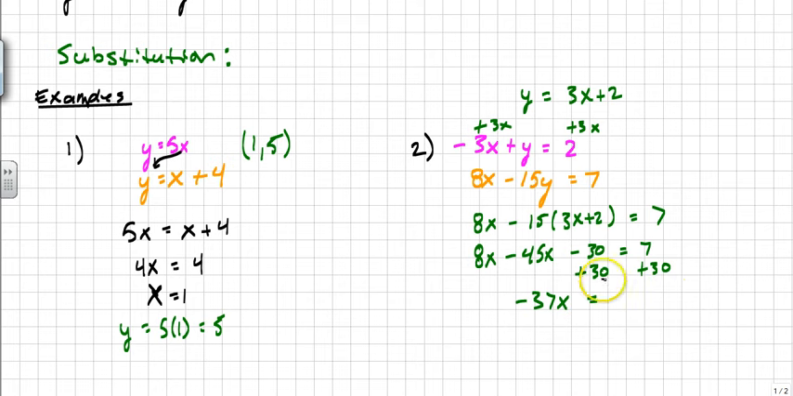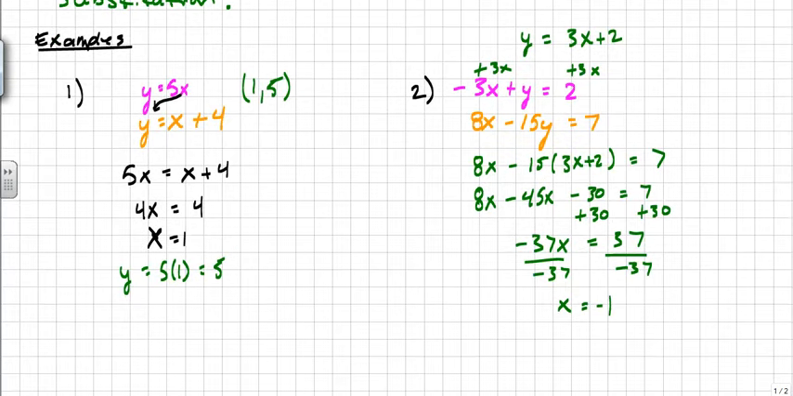And that equals 37. So I'm just going to divide both sides by negative 37. And I get x equals negative 1. So there's my first coordinate, x equals negative 1. So I know my coordinate pair is going to be (negative 1, something).